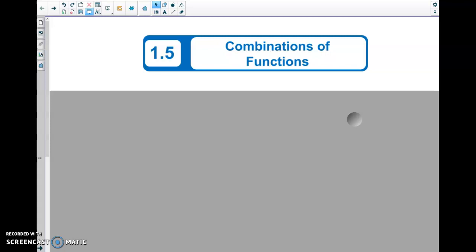Hey guys, today we're going to do section 1.5, combination of functions. We're going to start this section together right now.